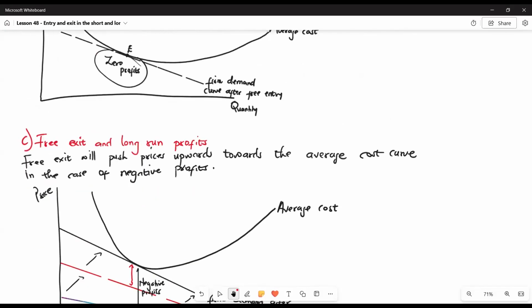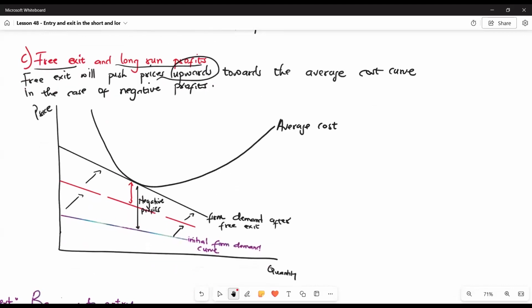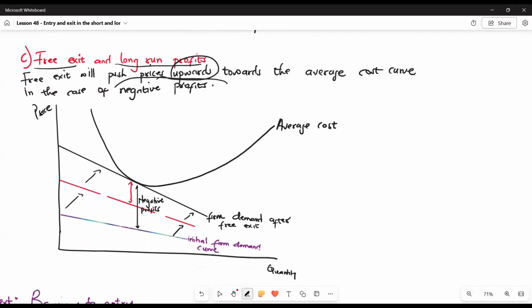So let's look at the case of free exit and how that also affects the long run profit. Just like free entry, free exit will also push the prices upward towards the average cost curve in the case of negative economic profit. If we start from a firm's demand curve represented here, and there is negative economic profit, then existing firms will consider exiting this market.